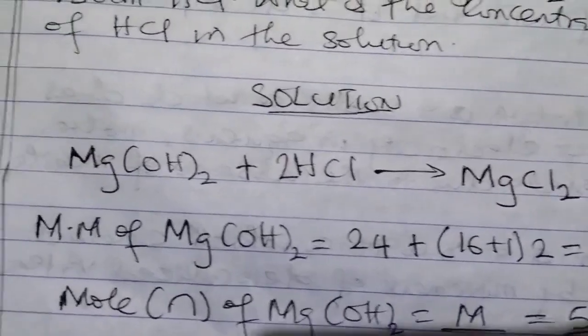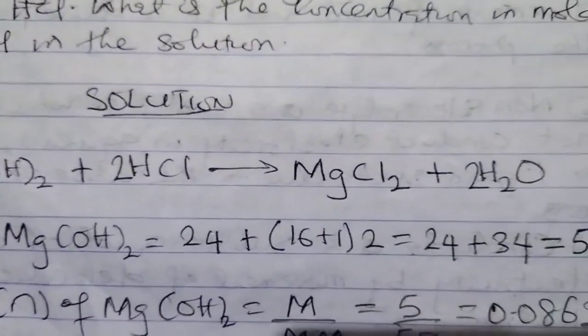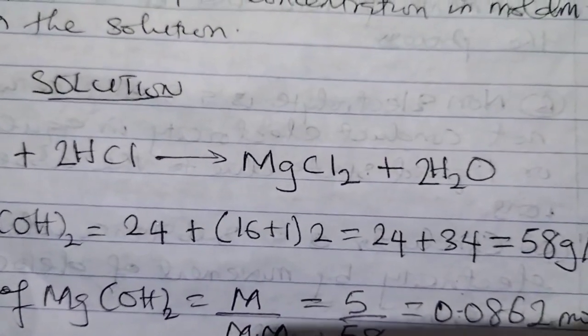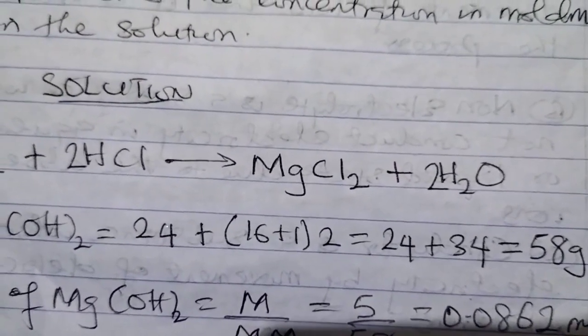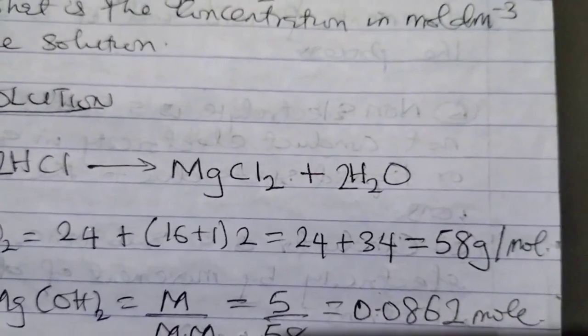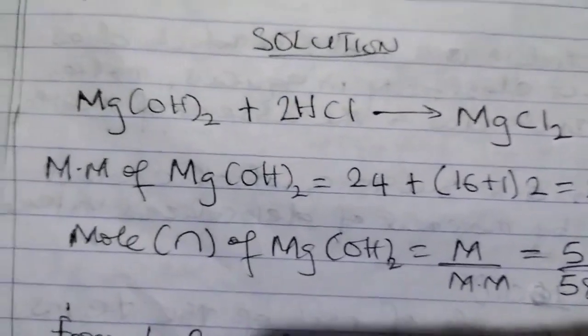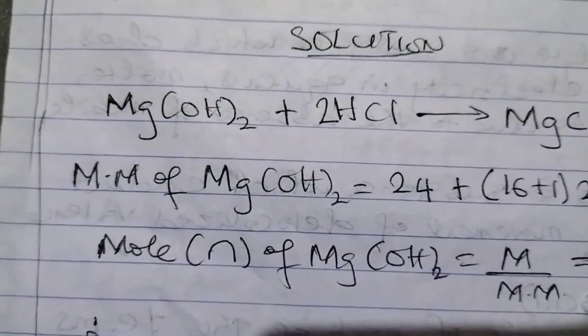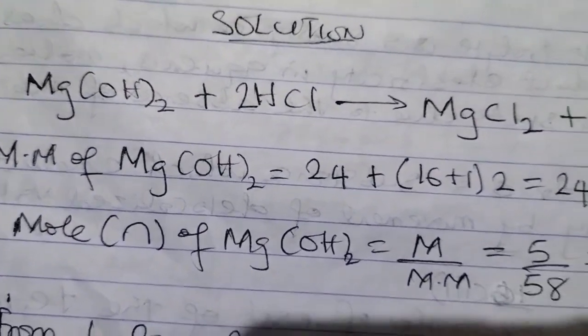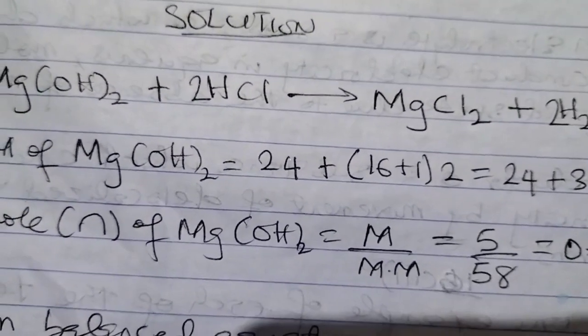That is called 2 you have there. Then multiply by 2, solving out, you have 24 plus 17, summing out the bracket, 17 times 2, that is 34. Then adding 24 and 34, you have 58 grams per mole with the unit of molar mass. Then you find the mole of magnesium hydroxide. The reacting mole of magnesium hydroxide is given by mass over molar mass, that is m over mm.